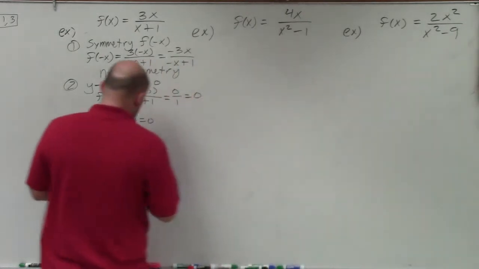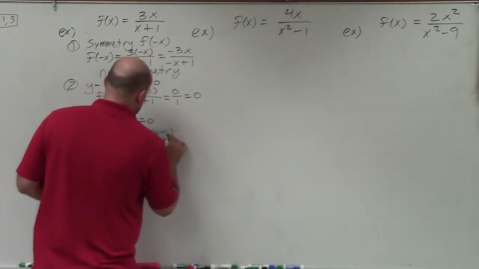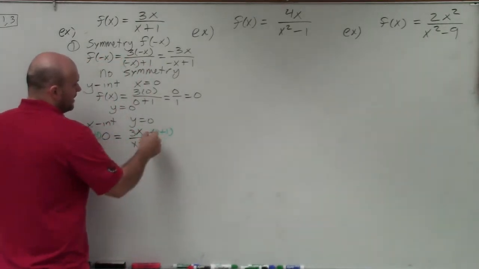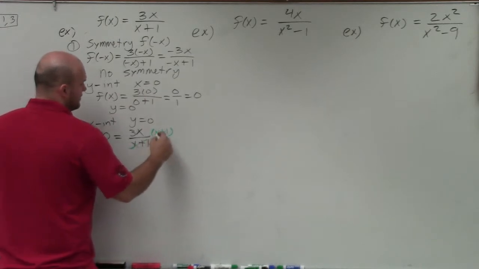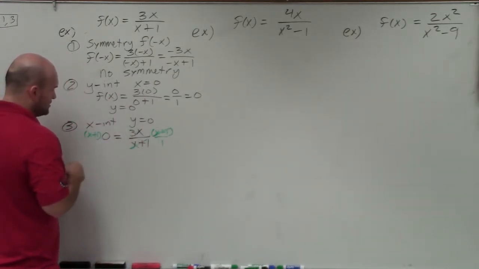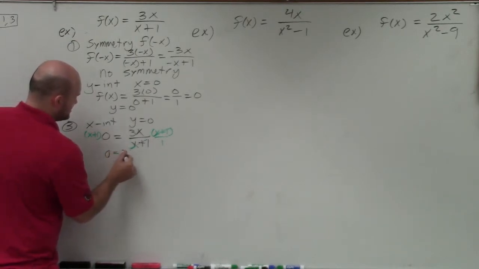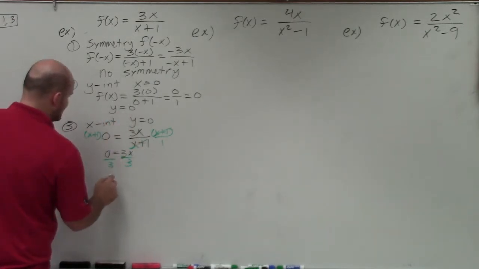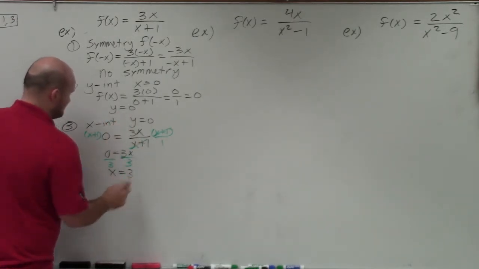So to do that, we're going to multiply by the reciprocal. So we'll multiply by x plus 1 on both sides. Well, x plus 1 times x plus 1 over 1, those are going to divide out equal to 1. That obviously goes to 0. So we'll be left with 0 equals 3x. Now, to solve for x, I'll divide by 3, divide by 3. And my x-intercept, I'm sorry, is x equals 0.